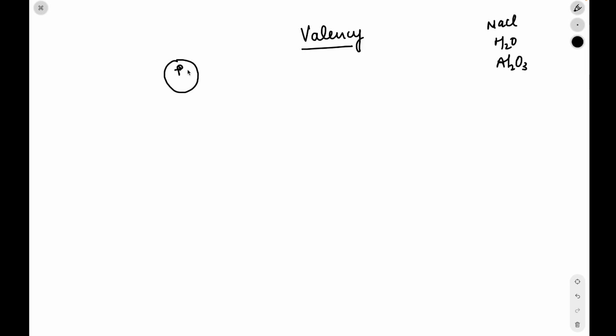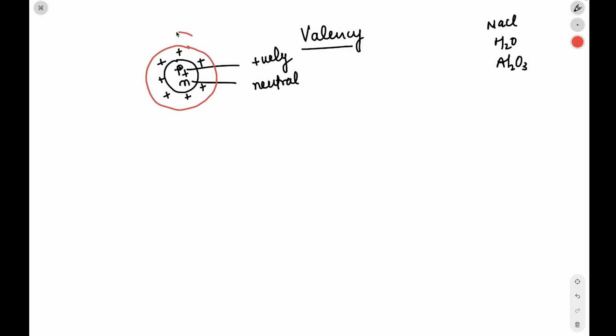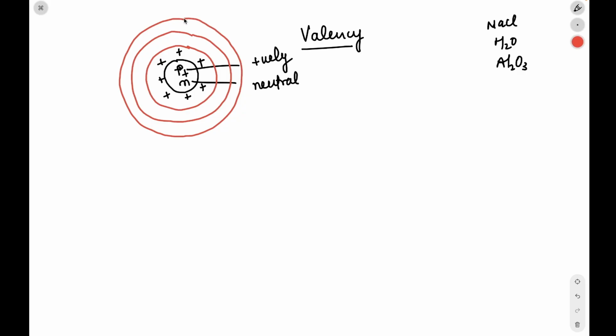It contains protons and neutrons. This nucleus is positively charged, and the proton is positively charged, neutrons are neutral, and negatively charged electrons are revolving around the nucleus. These electrons are revolving around the nucleus in a fixed energy level.